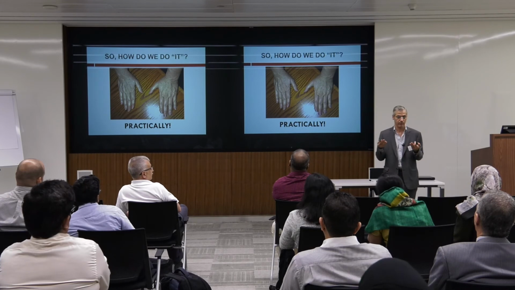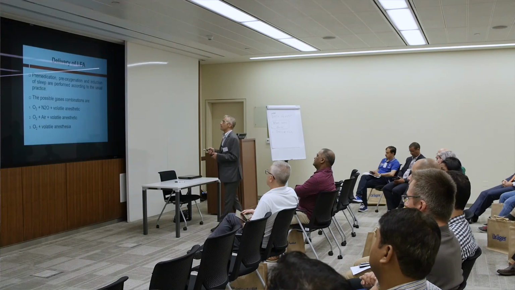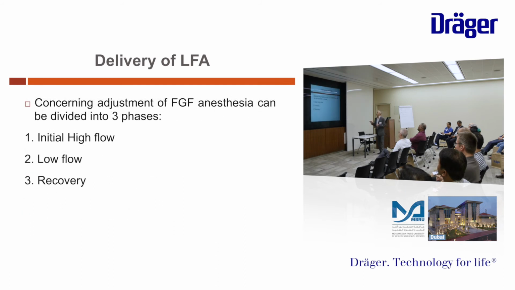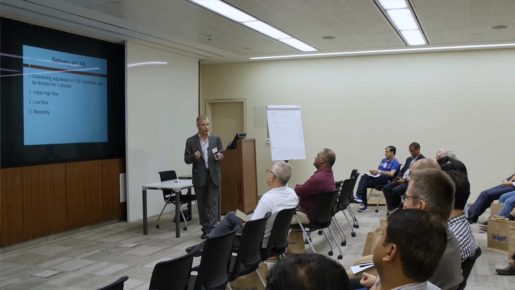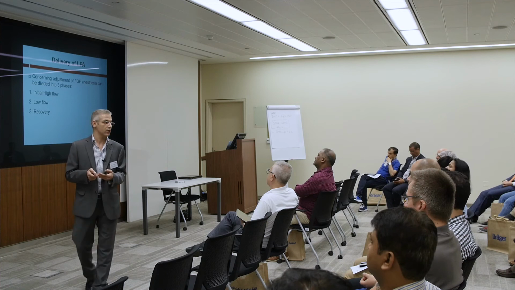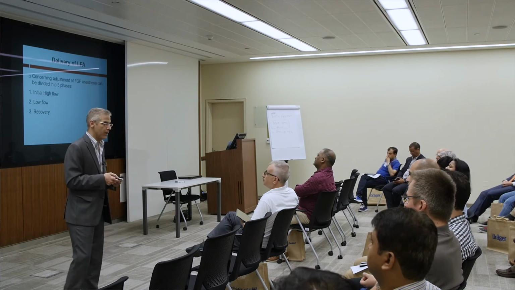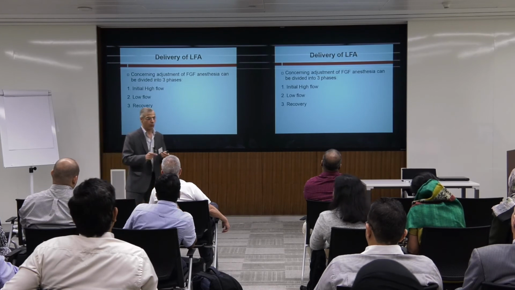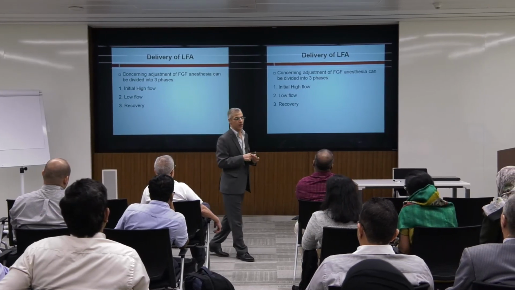So how are we doing it clinically? Delivery of low flow anesthesia. We have one of 3 options, either to do it oxygen with nitrous, or oxygen with air, or 100% oxygen. We will just start with delivery of low flow anesthesia: initial high flow, low flow, and recovery. This is if we are going to do it manually. Because again, it was a matter of debate, and I found some of our colleagues starting low flow anesthesia from the first minute. They are starting low flow from the first minute. And you can do it manually from the first minute and after intubation.